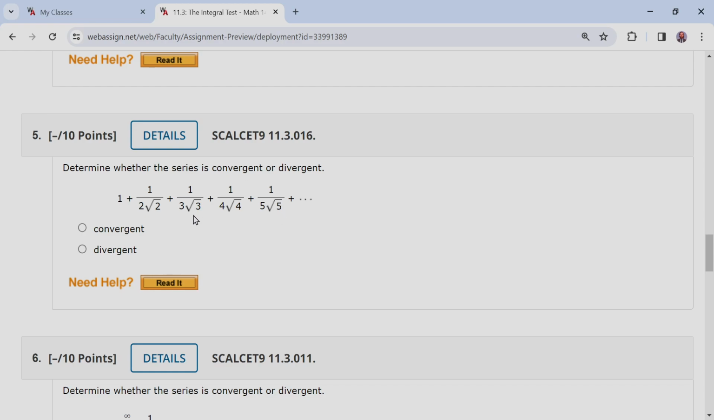Determine whether this series is convergent or divergent. Hey, check it out. This series has terms of the form 1 over x square root x, which means if you take x times square root x, that's what, x to the 3 halves.